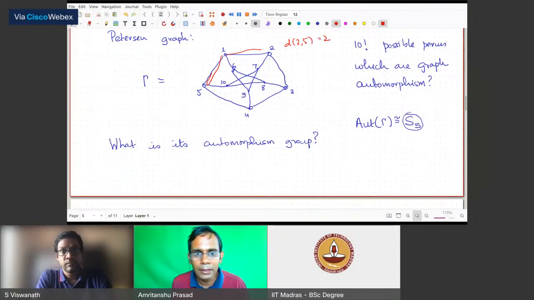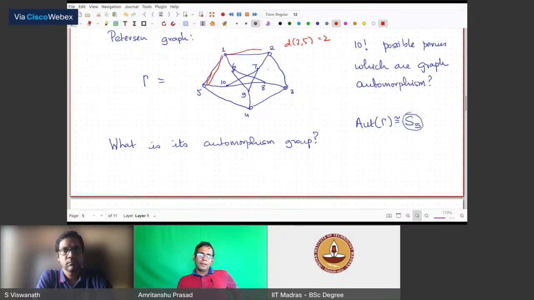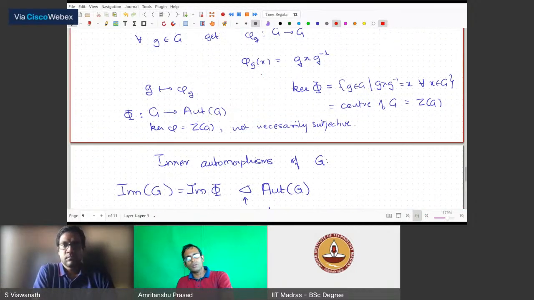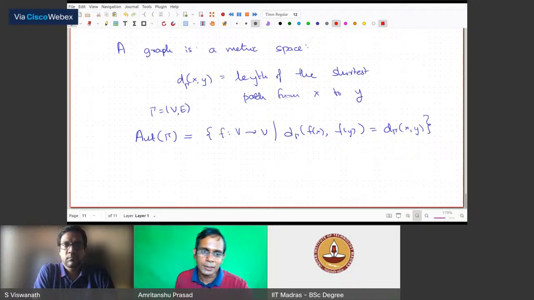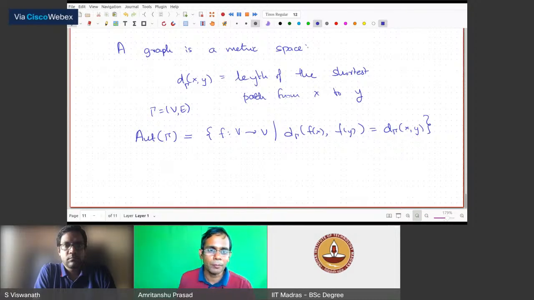In this graph, the maximum distance between any 2 points is actually just 3. You cannot find points which are more than distance 3 apart. And so you can think of a graph as a metric space. But more generally, you can talk about the automorphism group of a metric space, and so this is how groups enter geometry.